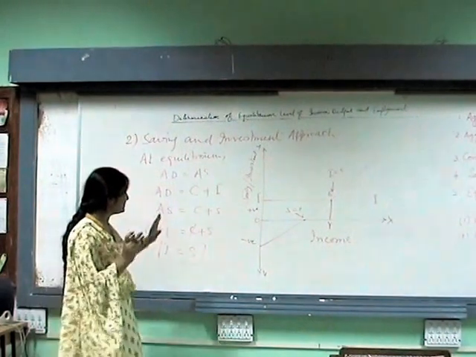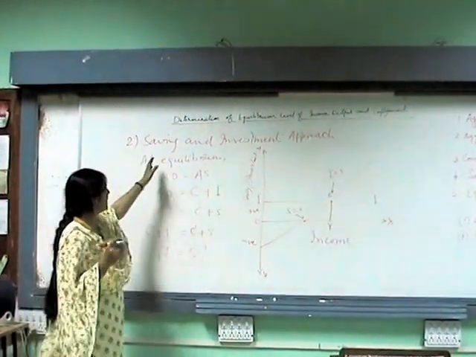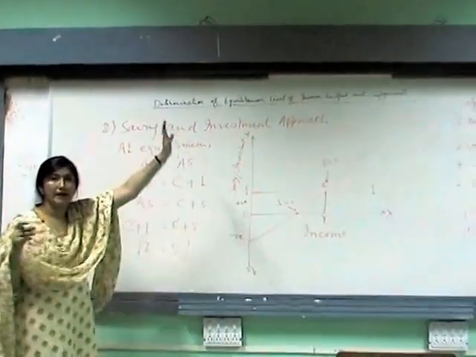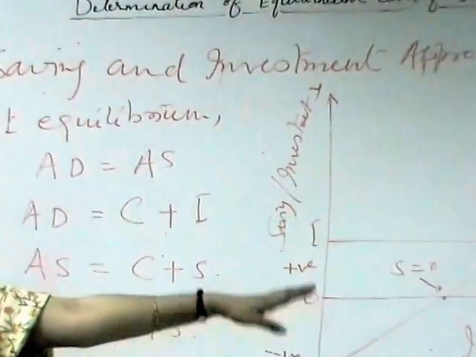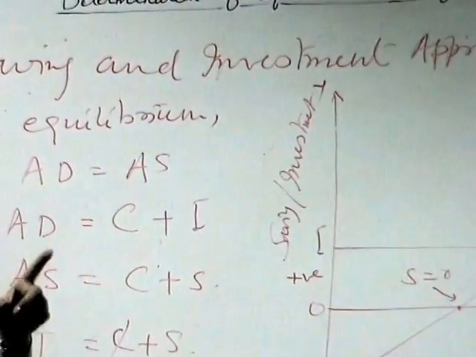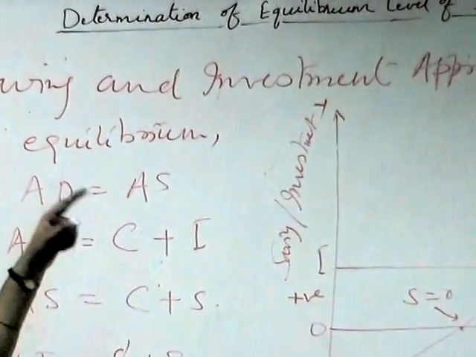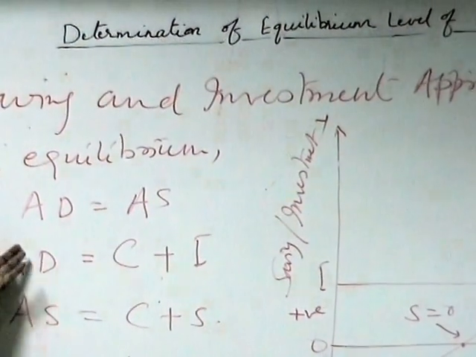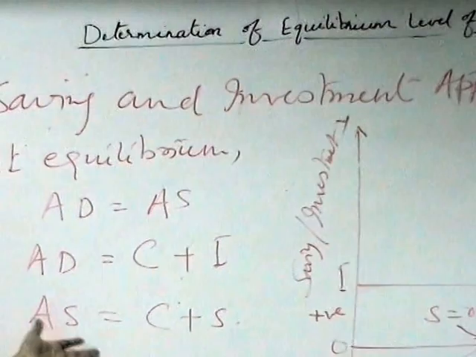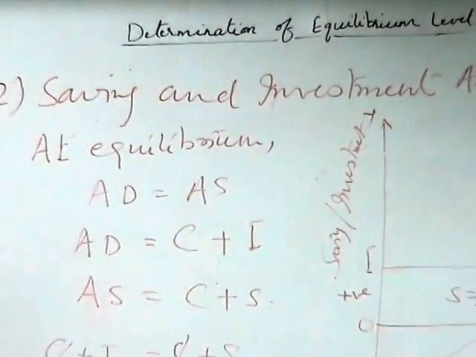Yes. Again I am repeating. You start your saving and investment approach with the help of the aggregate demand and aggregate supply approach. We very well know that in that approach, at equilibrium, AD is equal to AS. Then what is AD? Tell that. What is AS? Tell that. Then equate them. Simple. You get the result.